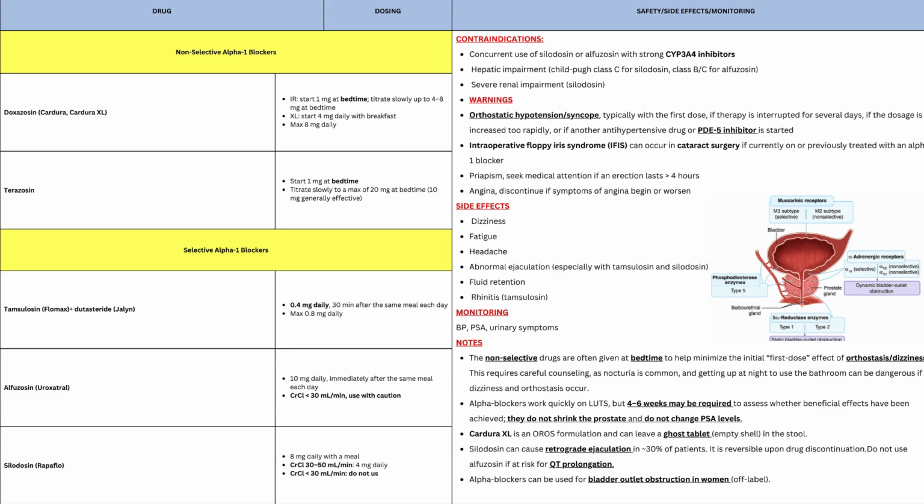It may cause priapism; seek medical attention if an erection lasts greater than 4 hours, and also discontinue if symptoms of angina begin or worsen. The side effects of these alpha blockers are dizziness, fatigue, headache, abnormal ejaculation, especially with tamsulosin and silodosin, fluid retention, and rhinitis with tamsulosin. The monitoring parameters include monitoring blood pressure, PSA levels, and urinary symptoms.